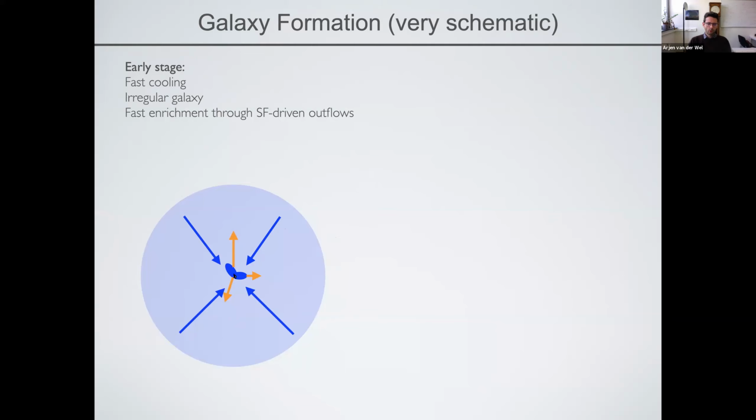It's feeding a proto-galaxy or young galaxy at the center with an irregular morphology. There's star formation going on. The potential is not very deep, so it's very effective in producing these outflows in all directions. And that's an early stage of galaxy formation. Right? It doesn't really matter at what redshift this happens.